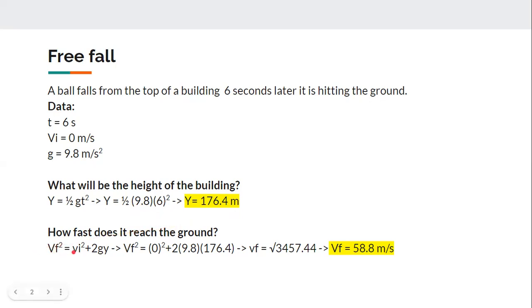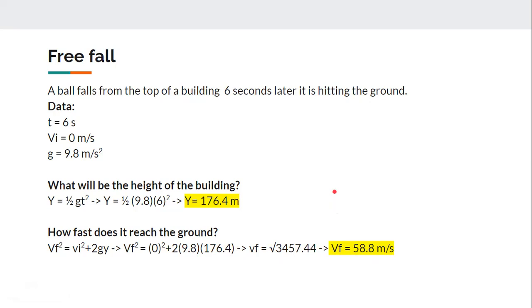Now that we know the height of the building, we can get the final velocity. The formula for final velocity is final velocity squared equals initial velocity squared plus 2 times gravity times height. We substitute the information. In this case, the initial velocity is 0, the gravity is 9.8, and the height is 176.4. We substitute everything. We get the square root to be able to get the final velocity only. And we get that the final velocity will be 58.8 meters per second.